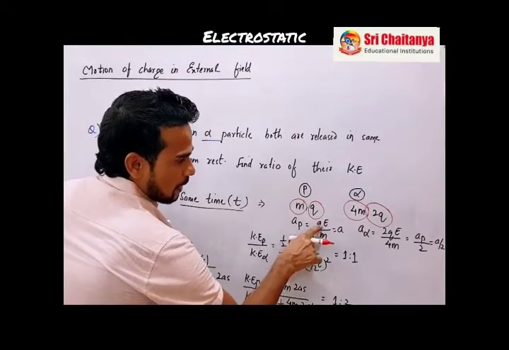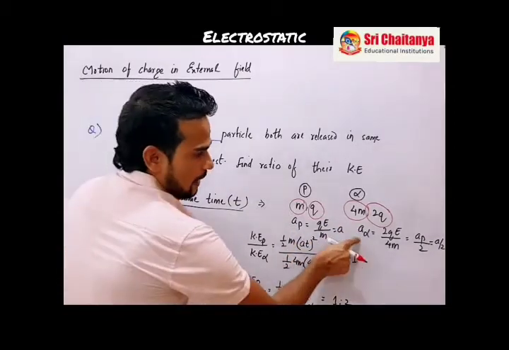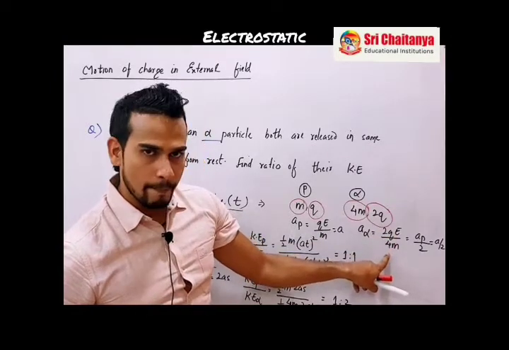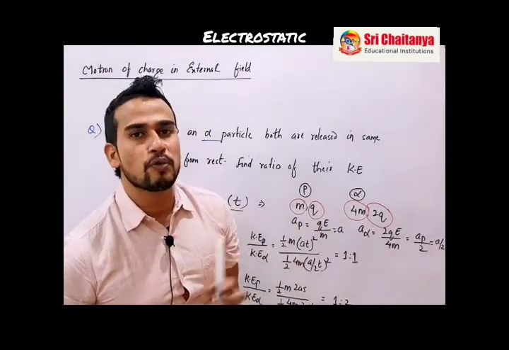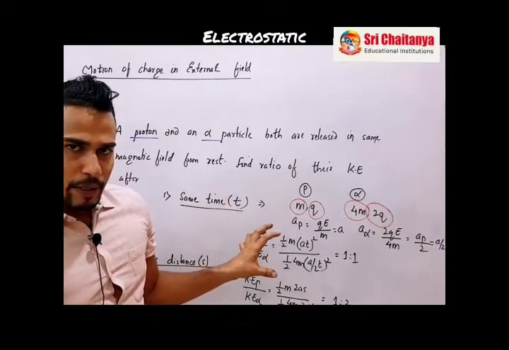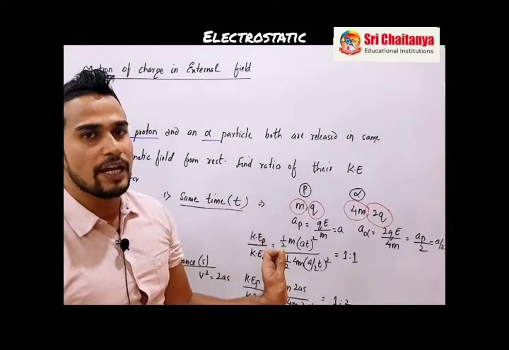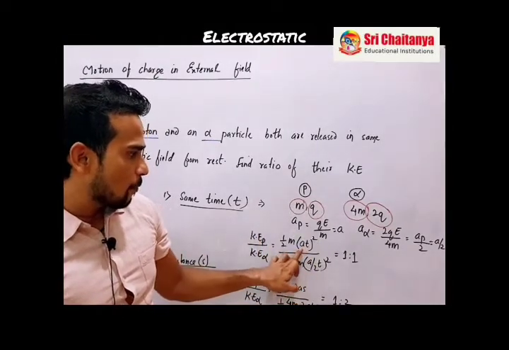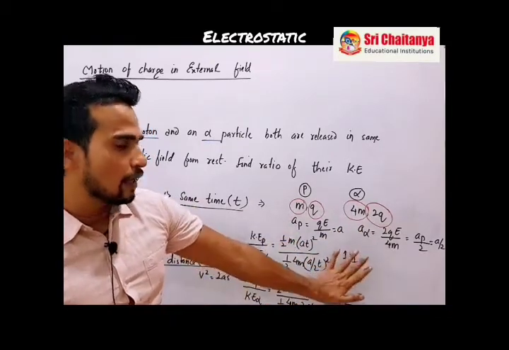Acceleration of proton you can write qE by m. If I assume this acceleration to be a, I can also find acceleration of alpha particle. Charge 2q, so 2qE upon 4m. Now from here if you see, this will come half of acceleration of proton. Now once they are asking you to relate kinetic energy with respect to time, that means you can write velocity with respect to time, that is v equal to at. Just now we studied. And once you put the values, value of acceleration of proton and value of acceleration of alpha particle, once you solve, you will find the ratio will come 1:1.